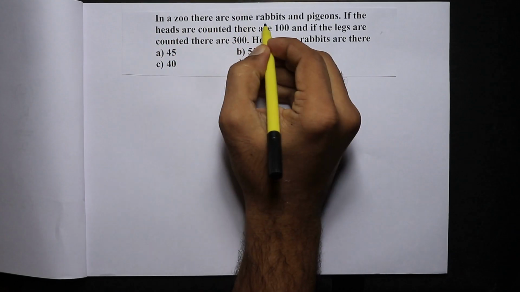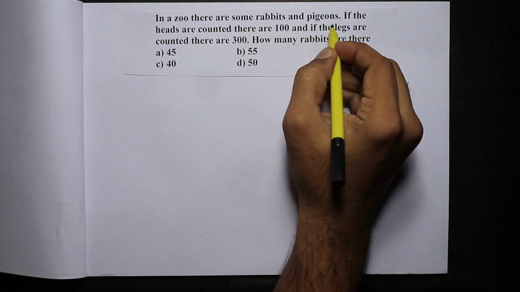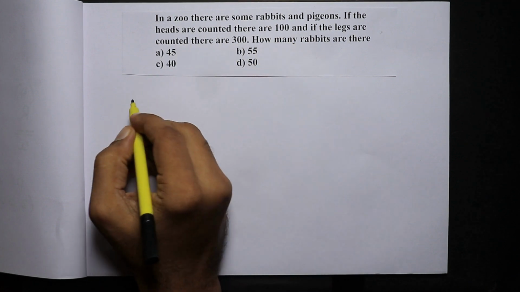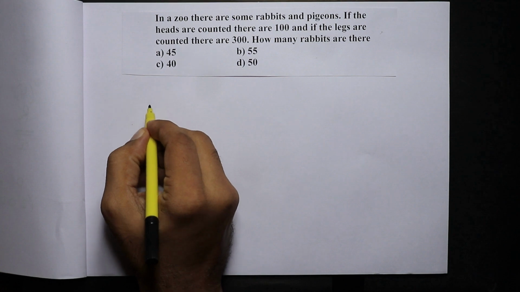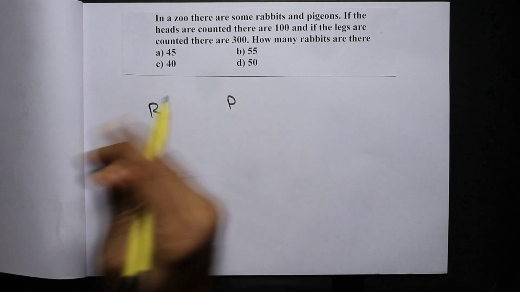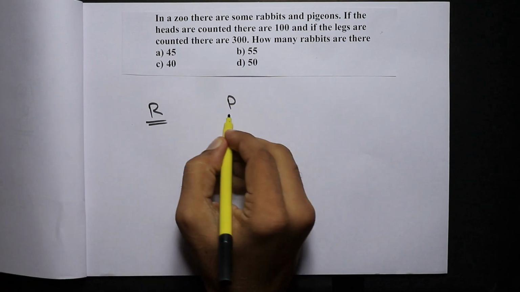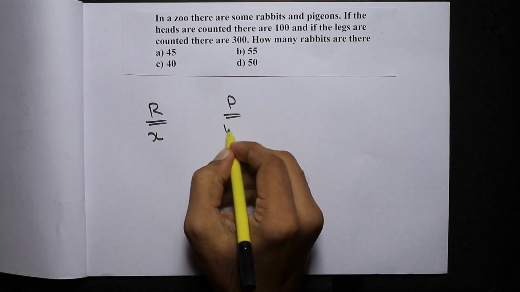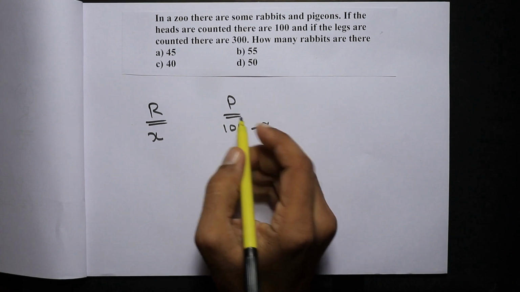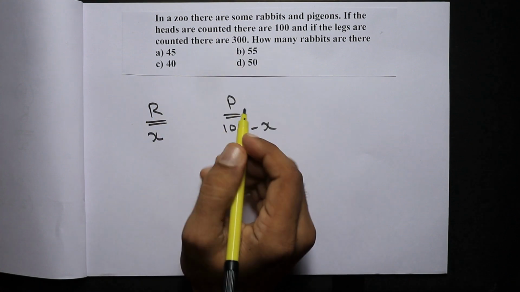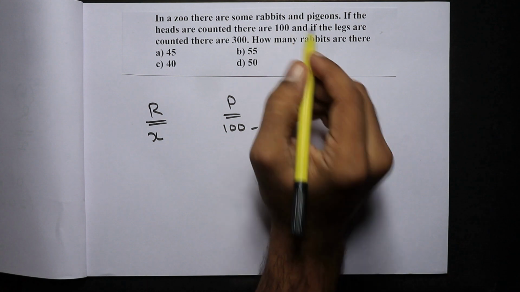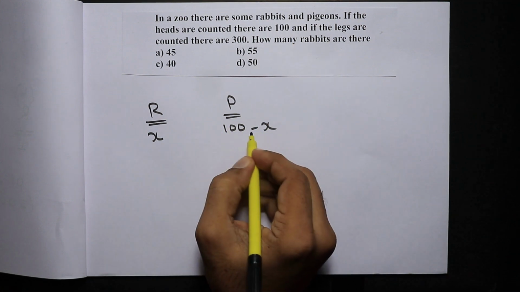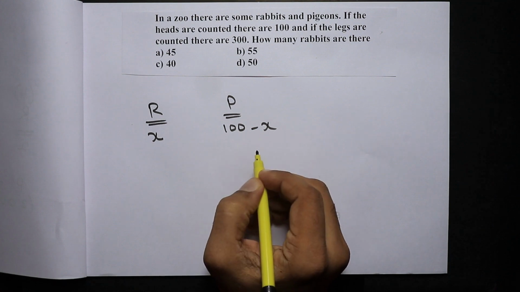In a zoo, there are some rabbits and pigeons. If the heads are counted, there are 100. So I'll just represent that data here. Some rabbits are there and some pigeons are there. Now if you assume that the number of rabbits to be x, then the number of pigeons will be 100 minus x. Because each animal will have one head and altogether 100 heads are there. So 100 animals are there. So x plus 100 minus x, total number of animals is 100.